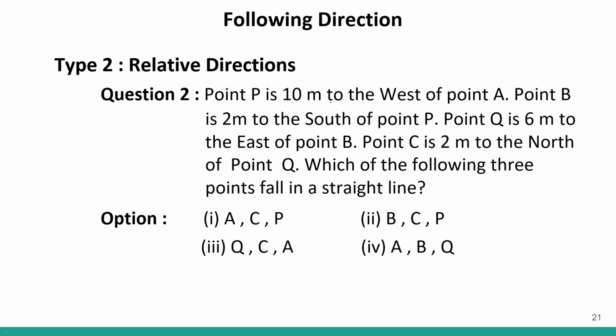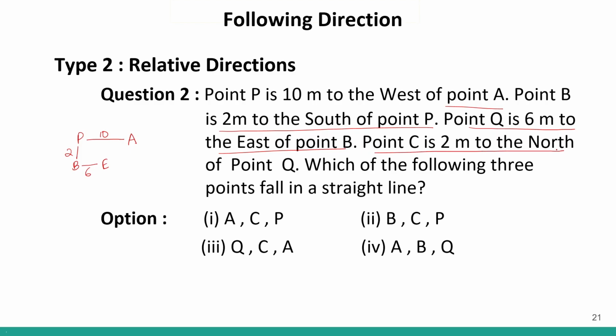Now, point P is 10 meter to the west of point A. Point B is 2 meter to the south of point P. Point Q is 6 meter to the east of point B. So Q will be somewhere here, 6 meter to the east of point B.